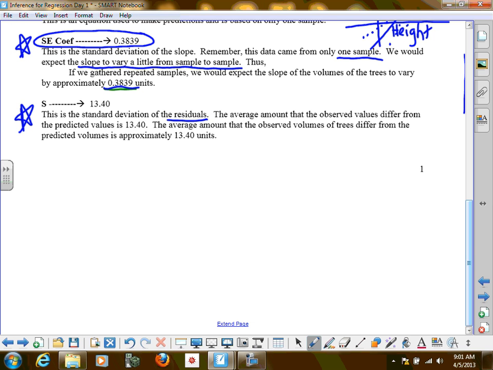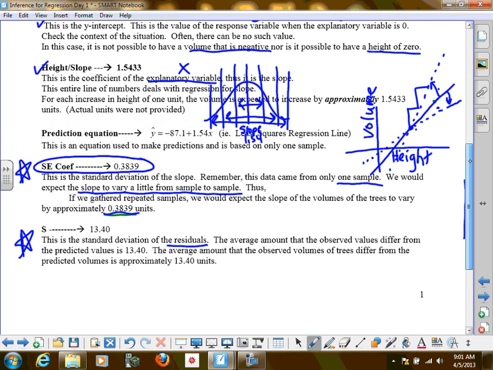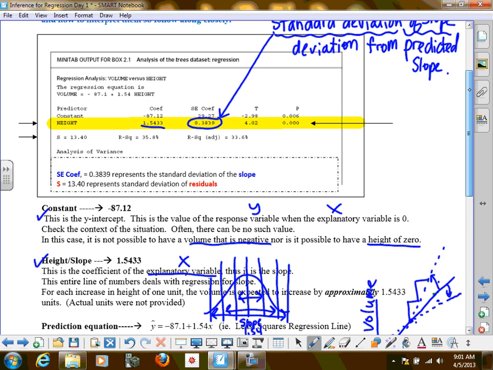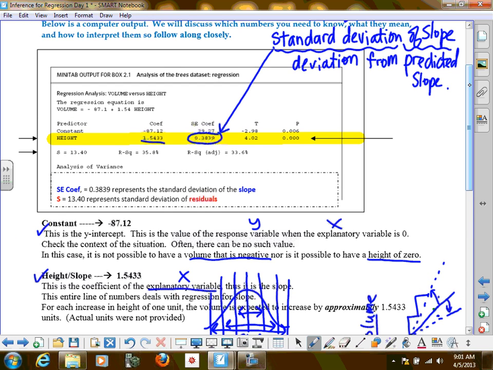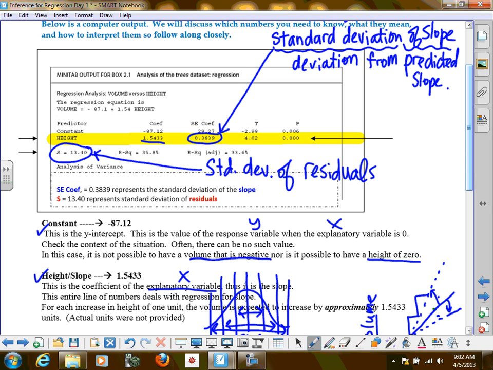Let's locate that on our computer printout. Okay, so here we go up here. Where is this? Good, right here. And it will always be located there. That is called the standard deviation of the residuals. Now, yesterday when we reviewed regressions, we remembered what residuals were, and residuals are what? Good. That difference between actual and predicted, right?